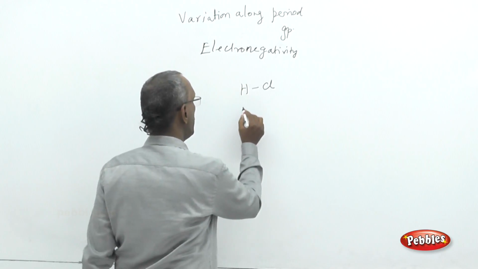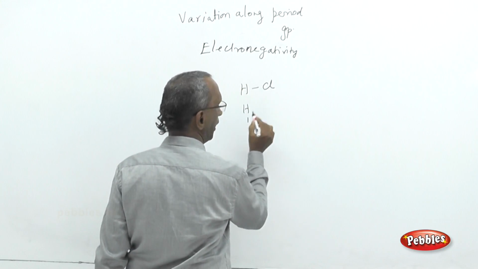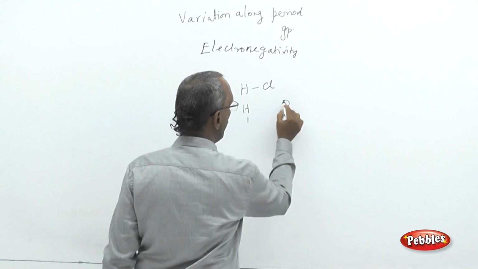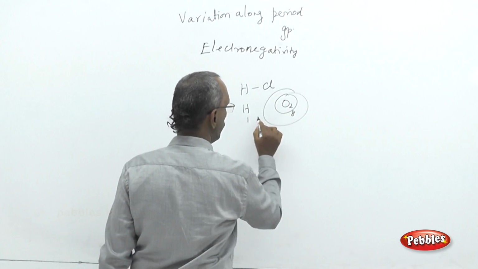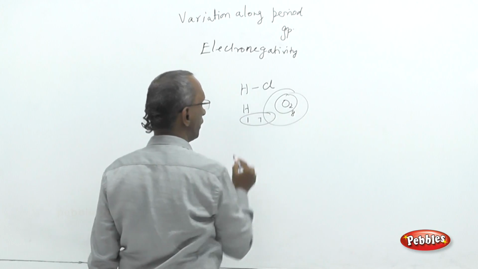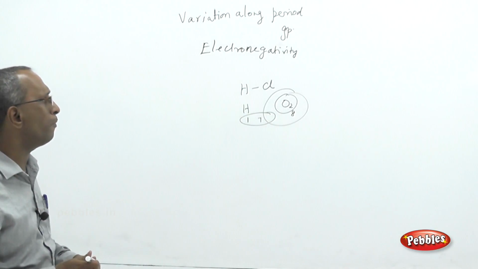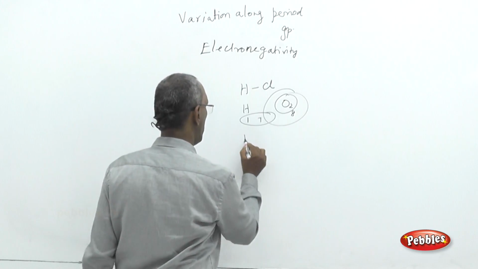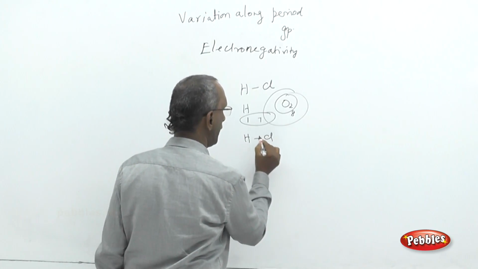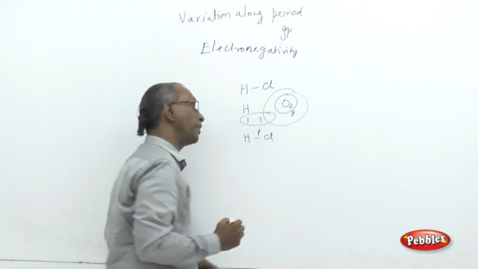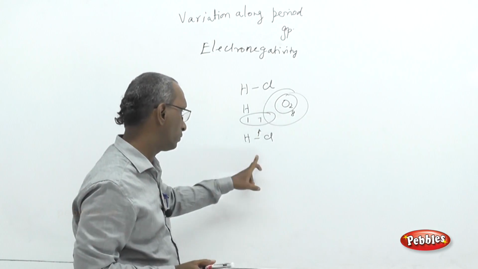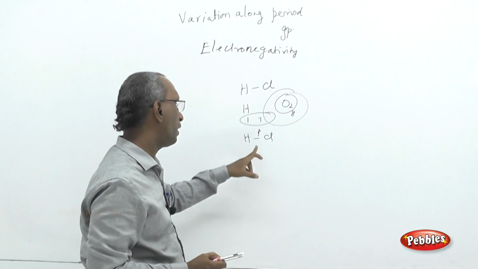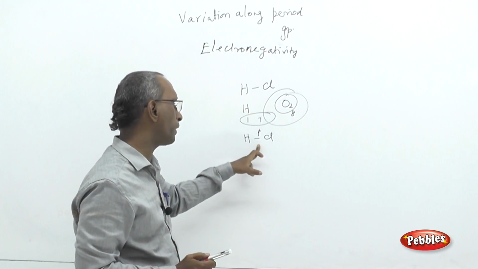HCl means hydrogen, atomic number 1, just 1 electron, and chlorine, atomic number 17, with 2, 8, and outermost 7 electrons. These two, 7 plus 1, make 8, and they form an octet configuration. That is what is meant by HCl. So this link line stands for the common pair of electrons, so that both attain inert gas configuration or octet configuration.